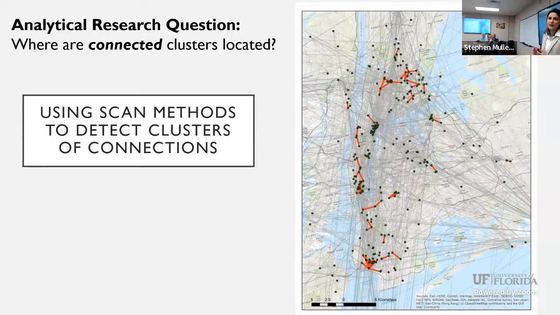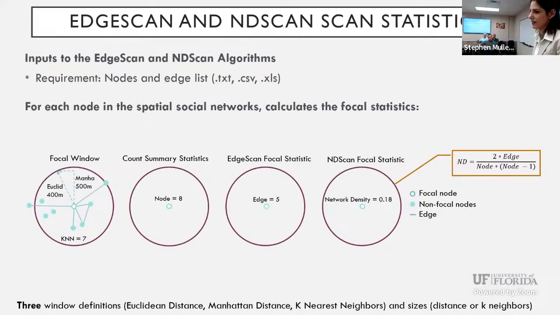And in most GIS methods, when we are trying to detect clusters, we just detect clusters of points, like where the points are. And that's our basic point pattern analysis to say, oh, there's a cluster of points here, there's a cluster of points here, maybe there's a cluster of points here. We only want to focus on connected points. So we have some very basic scan statistics that we're currently experimenting with now. One is called edge scan, and the other one is called node density scan. And we've implemented this in R.